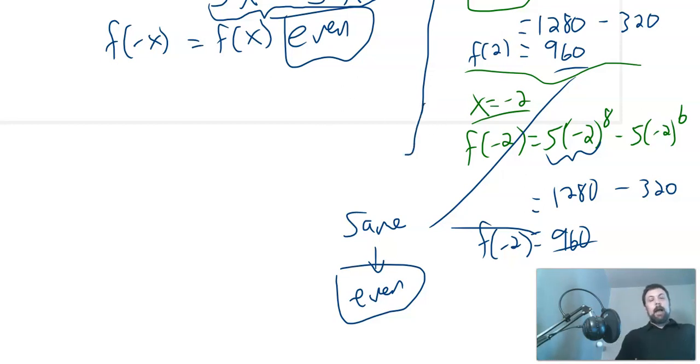All right. How would I have known if it was an odd function? What answer would I have gotten here to prove it was an odd function? I would have gotten negative 960.